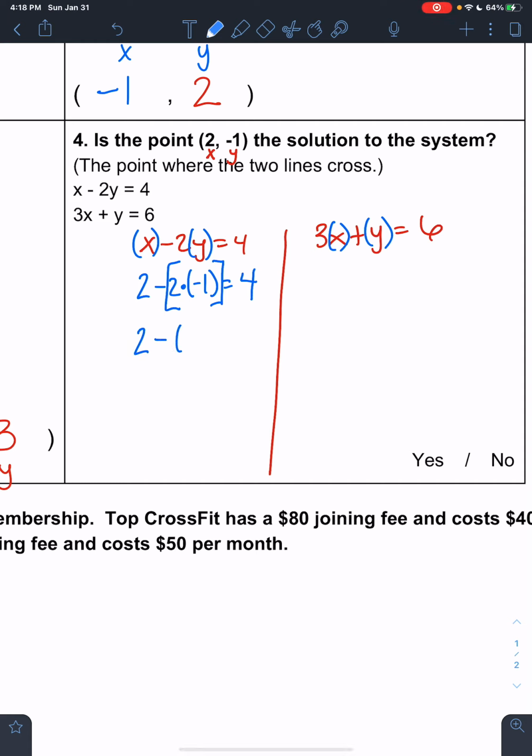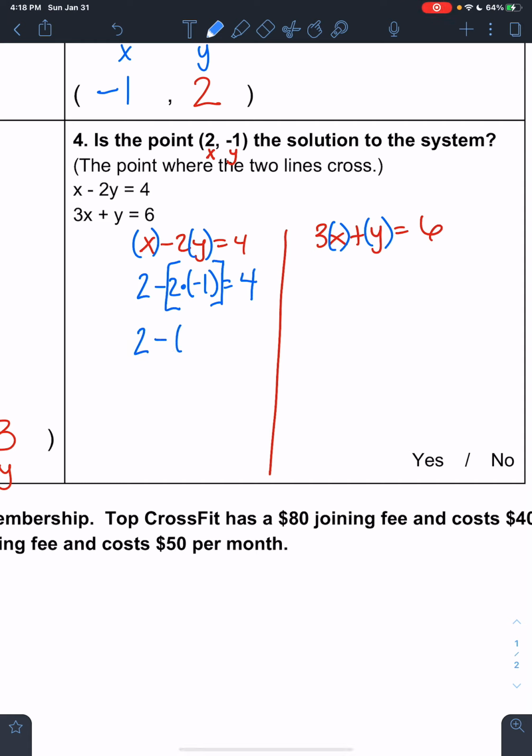All right, last problem to do together. Juan Carlos wants to join a CrossFit membership. Top CrossFit has an $80 joining fee and costs $40 per month. Hillsdale CrossFit has no joining fee and costs $50 a month.